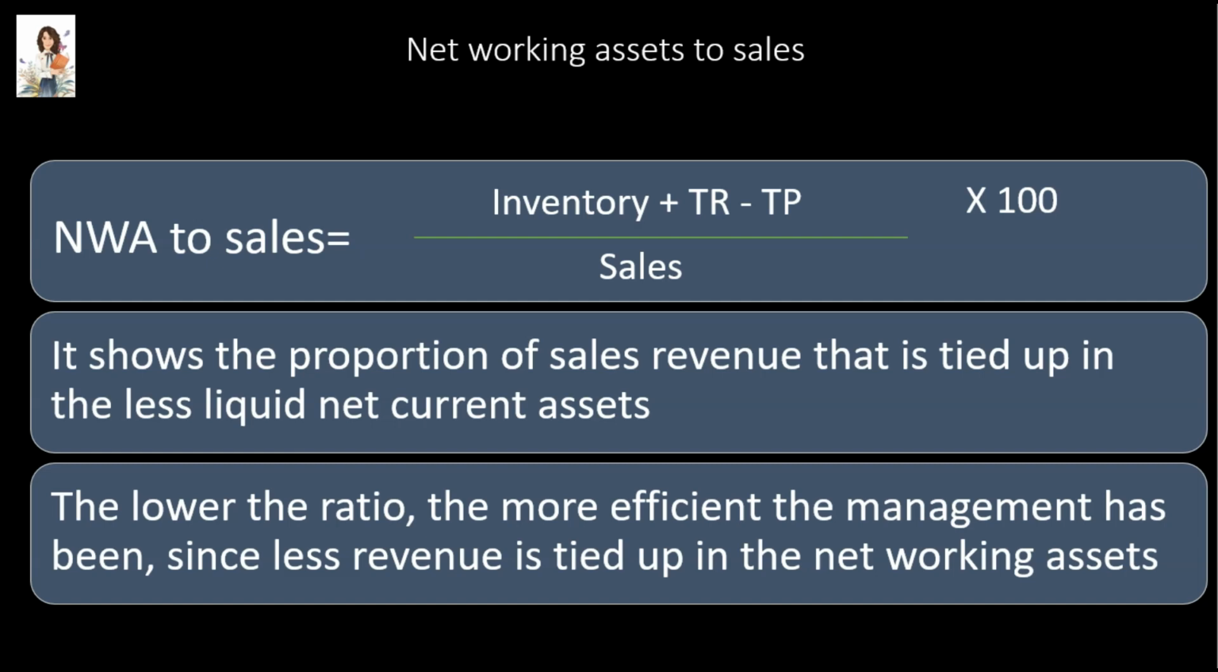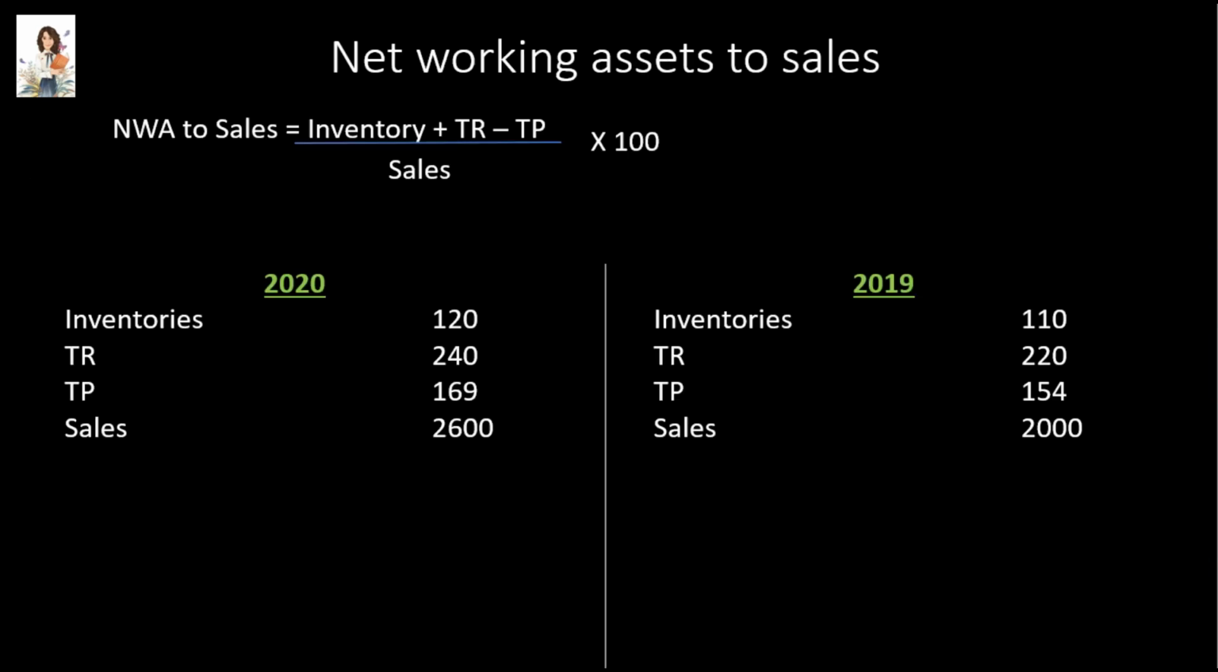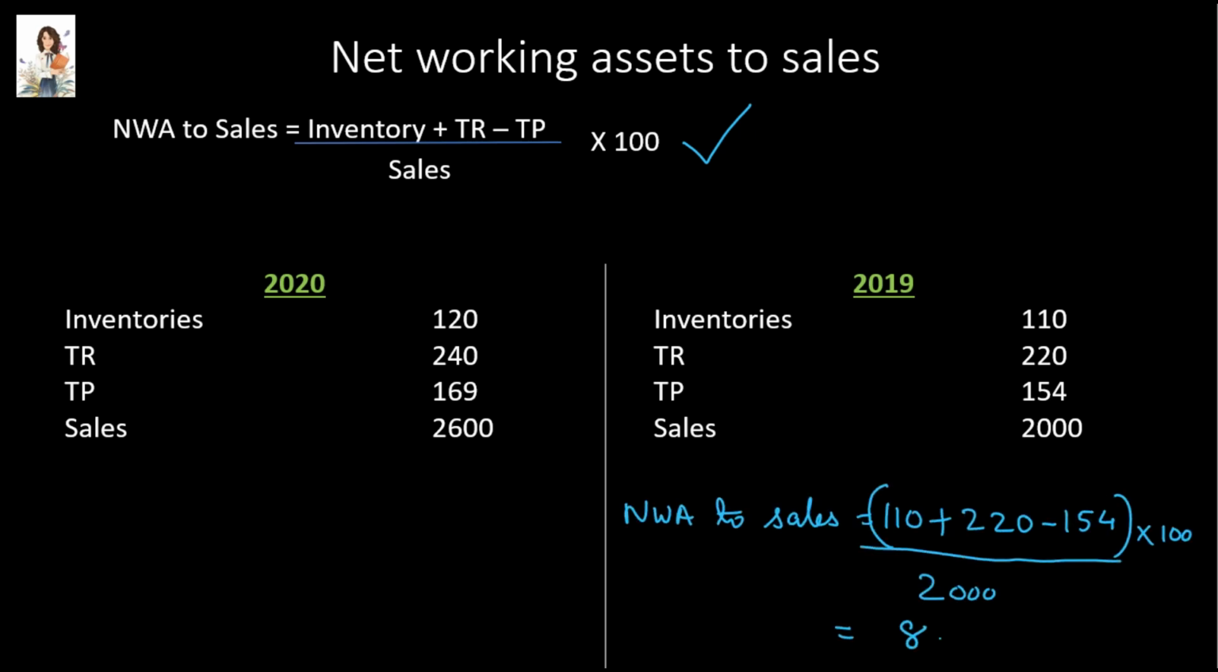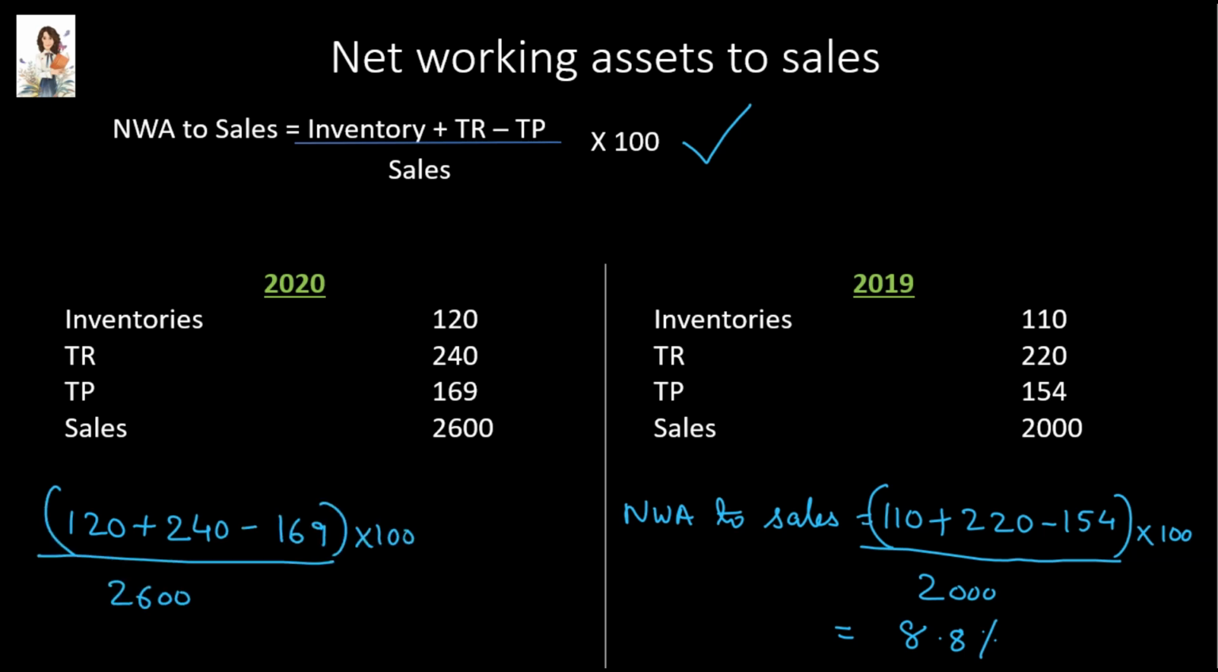Let us solve an example. We are given the inventories, trade receivables, trade payables and sales figures for 2019 and 2020. Using this formula, we will find out the net working assets to sales ratios for both the years. 8.8% for 2019. Let's solve for 2020. 7.35% for 2020. There has been slight improvement over the 2 years under consideration.